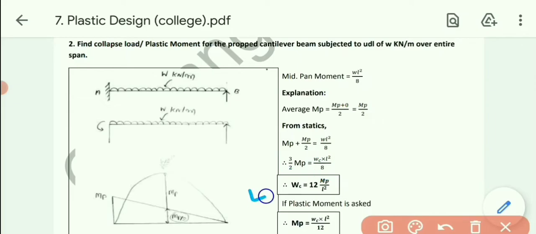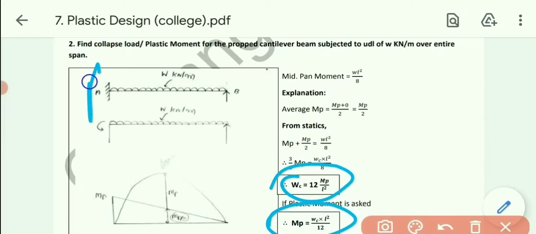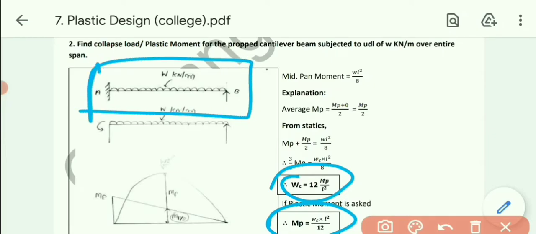So if we need to calculate WC, by simplifying this one we can say it is 12 MP by L square, and if we want to calculate the moment, then MP equals WC into L square by 12. Okay. So this one is the formula for the load as well as moment for the prop cantilever beam with UDL over entire span.